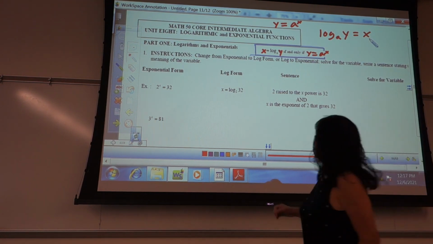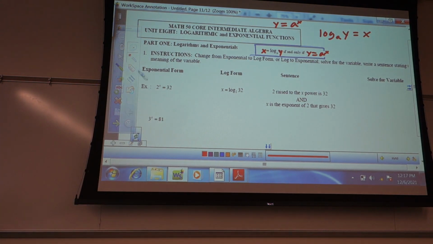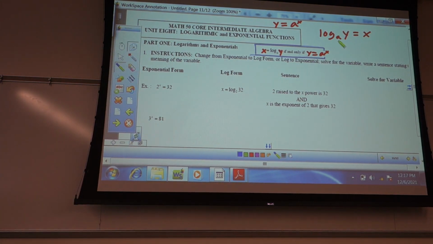So again, a is my base. They match up, right? This a is that a. It's my base. I think of y as my answer. And x is just your regular ordinary exponent. That's the exponent.